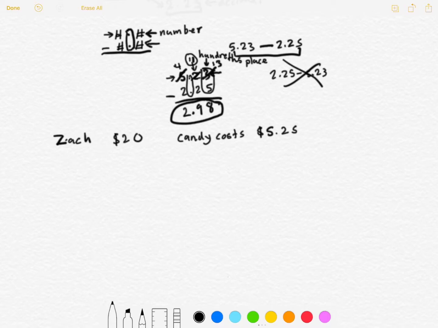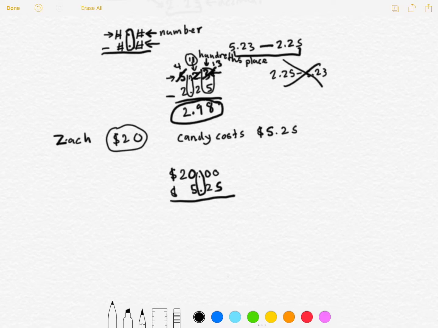So because he starts off with $20 and we want to know how much he will have left after buying the candy, we'll have to put the $20 on top and then the $5.25 on the bottom. Remember, you have to line up these decimal points just like we did up here. Okay?